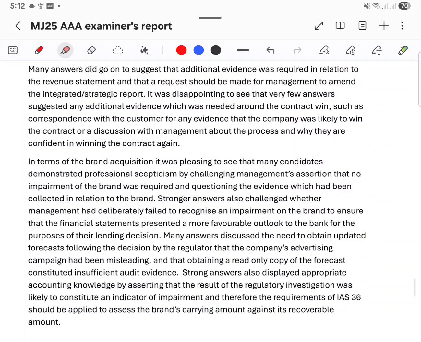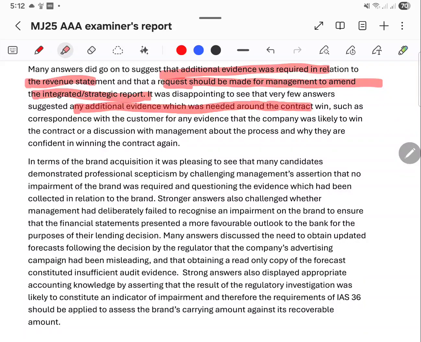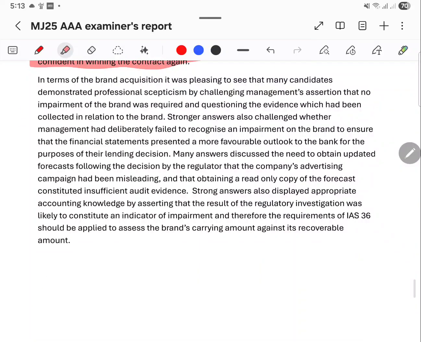Many answers did go on to suggest that additional evidence was required in relation to the revenue statement, and that a request should be made for the management to amend the integrated strategic report. It was disappointing to see that very few answers suggested additional evidence which was needed around the contract, such as correspondence with the customer for evidence that the company was likely to win the contract, or a discussion with management about the process and why they are confident in winning the contract again.